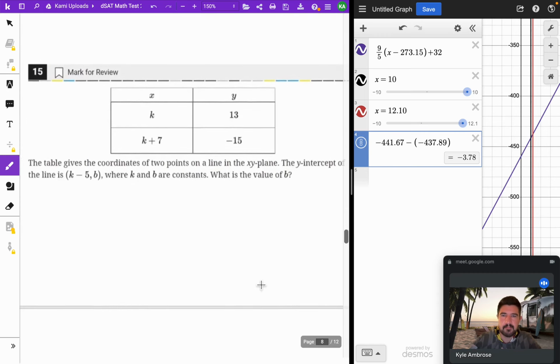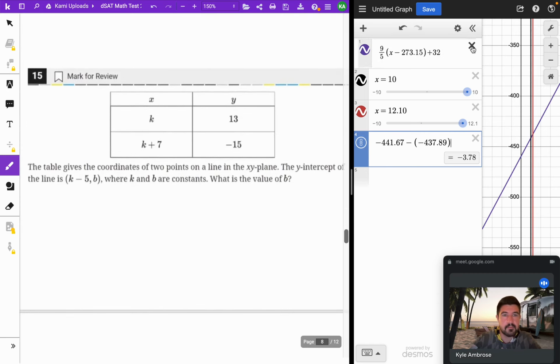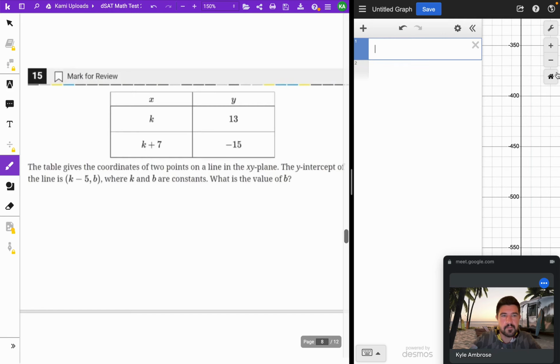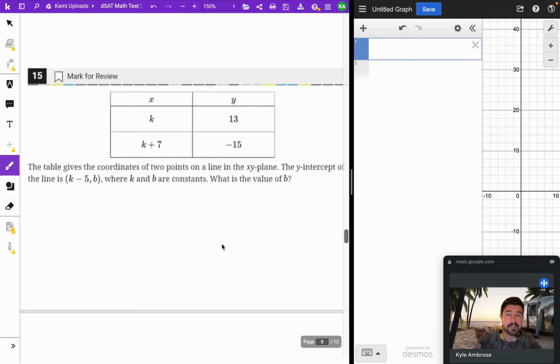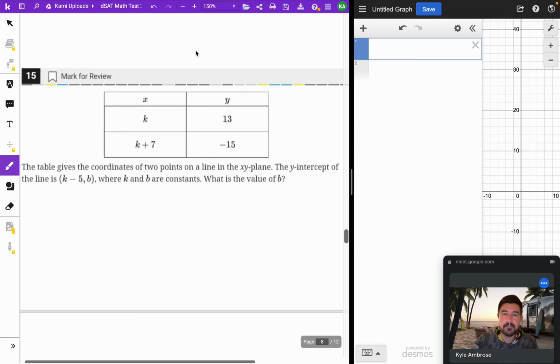Number 15. We're starting to get to harder problems now. This one is a table of x and y coordinates, and there's a line that goes through these points, and these points are on the line, right? It says the y-intercept of the line is k minus 5, comma b. What's the value of b?